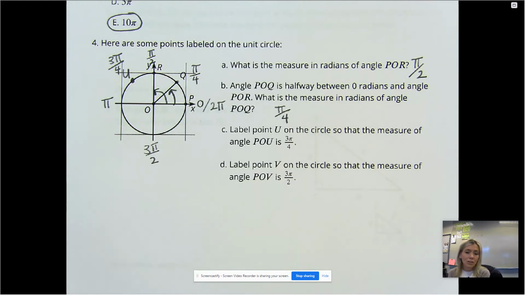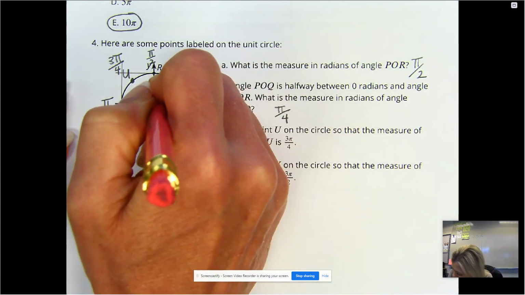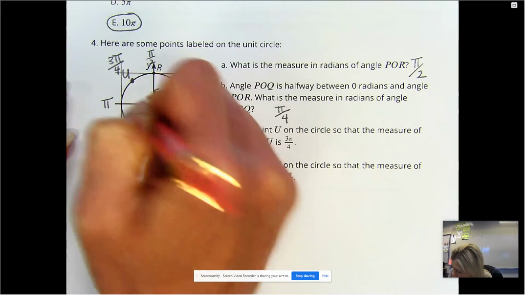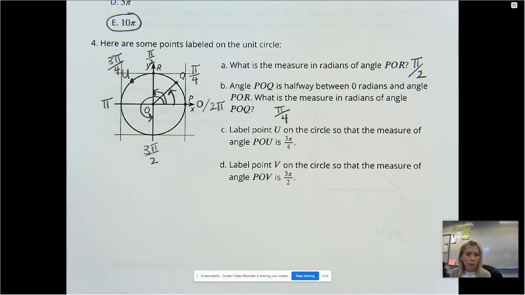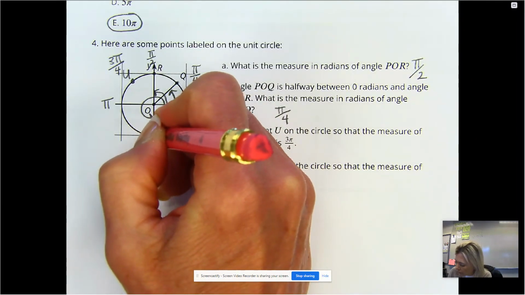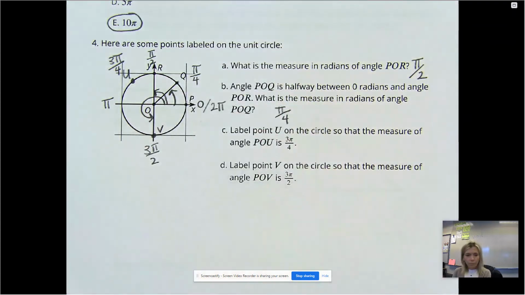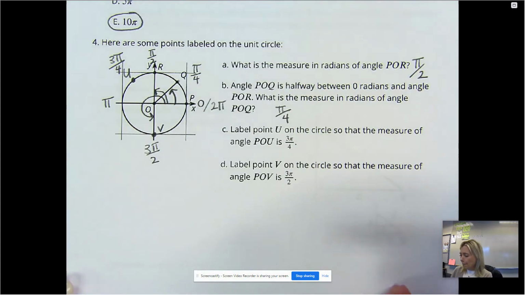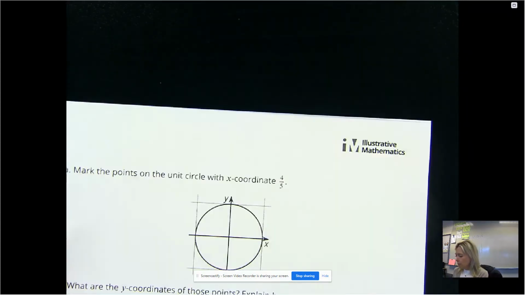And finally, we've actually already labeled the measurement, point V on the circle, so that the measure of angle POV, so all the way down to here, is 3 pi over 2, and it's right here. So that's going to be point V right here. All right. Moving on to number 5.